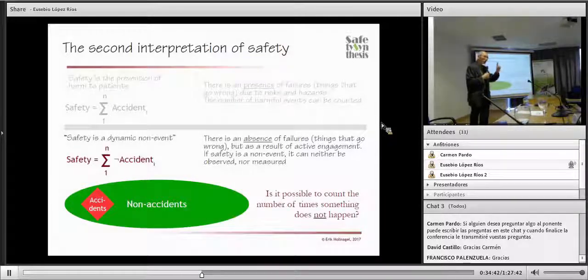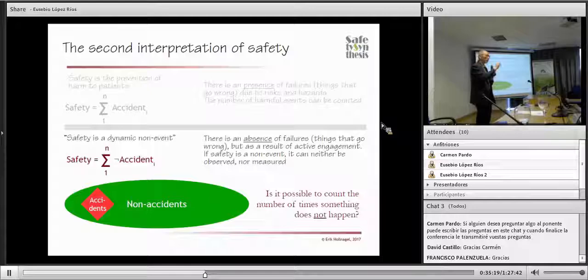And this is good. This is what we're talking about. Safety is the non-event. It's the absence of accidents. It's the freedom of accidents, but we should look at the non-event. We shouldn't look at the event. We should look at the non-event. He also said safety is a dynamic non-event, which means that it's not something that just happens by itself. You have to invest effort to make sure that it doesn't happen. It's dynamic, it changes. You have to work very hard at it to make sure that you have the non-events.